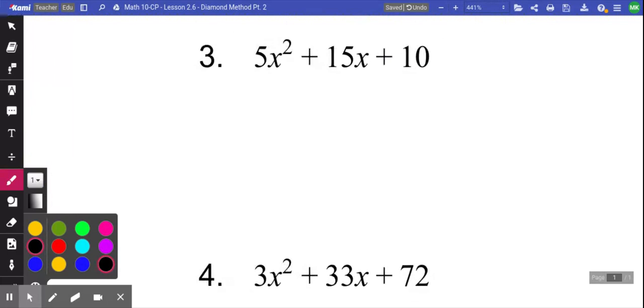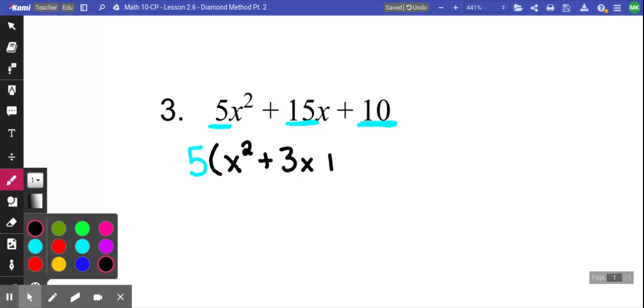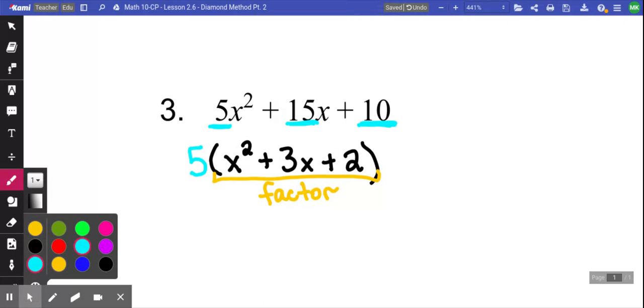If we look up here, we now get this situation where before we start our diamond method, we look and recognize that I could take a greatest common factor out. I could divide everything here by 5, and then I would be left with x squared plus 3x plus 2. Then I can diamond method that and factor it. The 5 out front will stay out front, and when I factor that trinomial, it'll be two binomials.